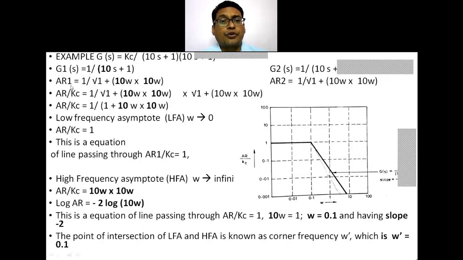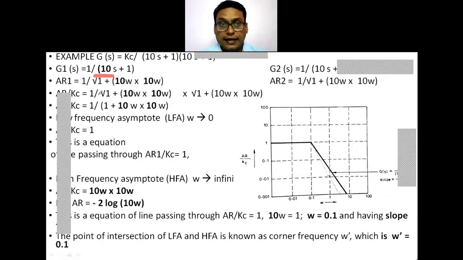Then the amplitude ratio. If it is a first order system, then the amplitude ratio is 1 upon under root of 1 plus omega tau square, where omega and tau are going to be replaced for that particular transfer function. Tau will correspond to that particular transfer function.